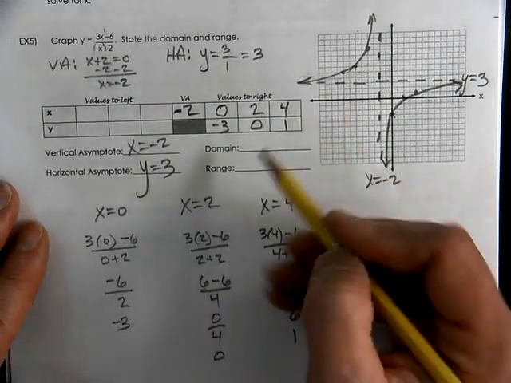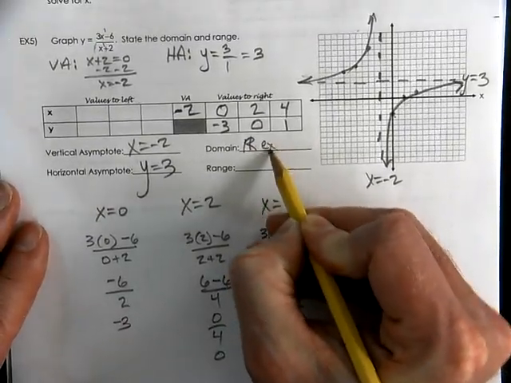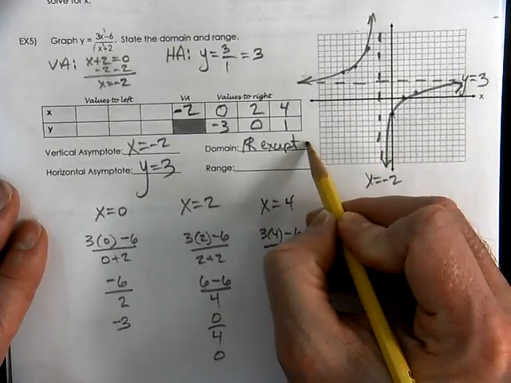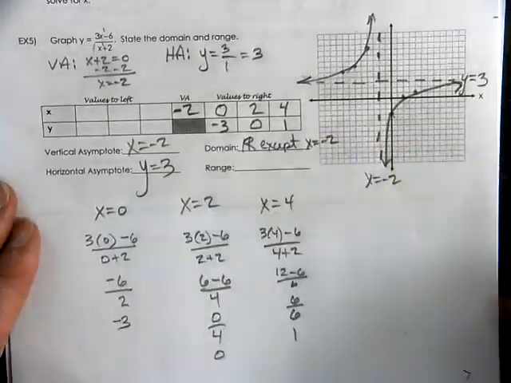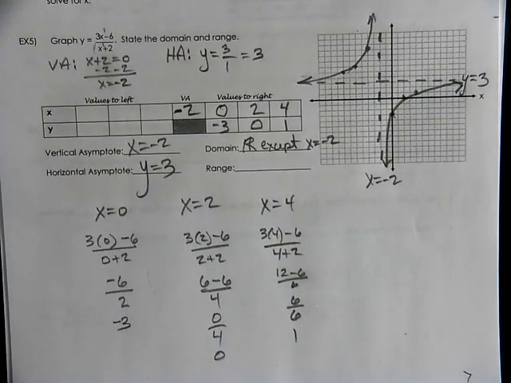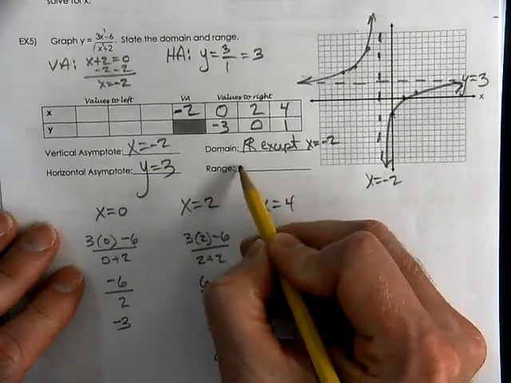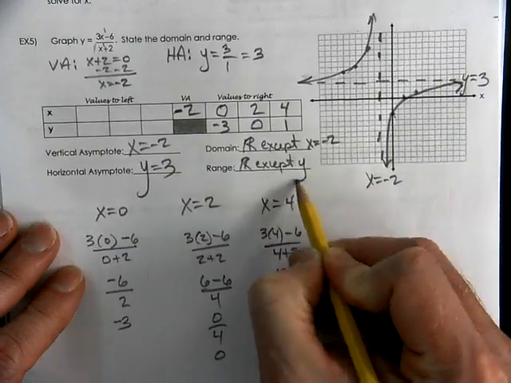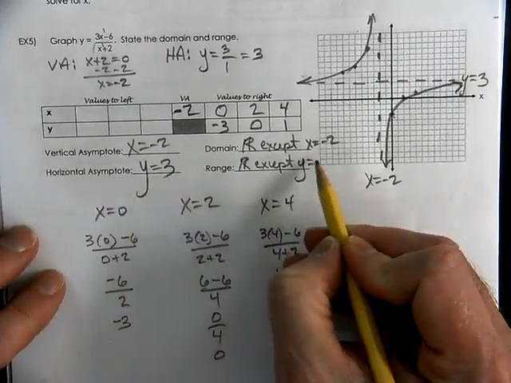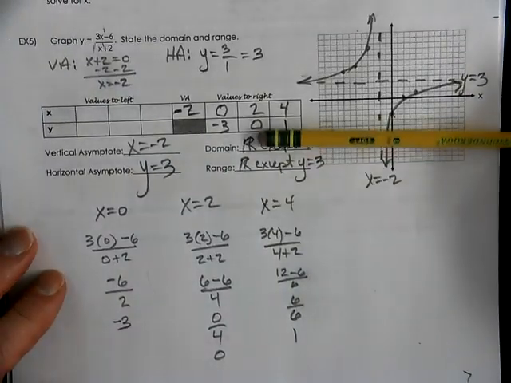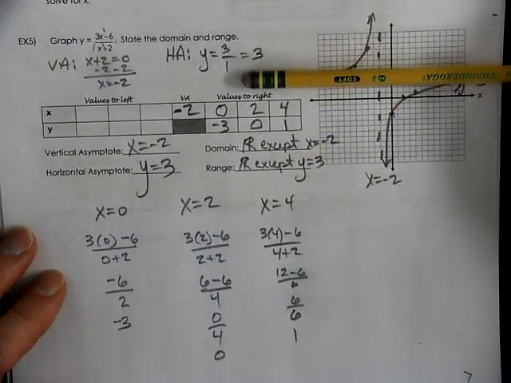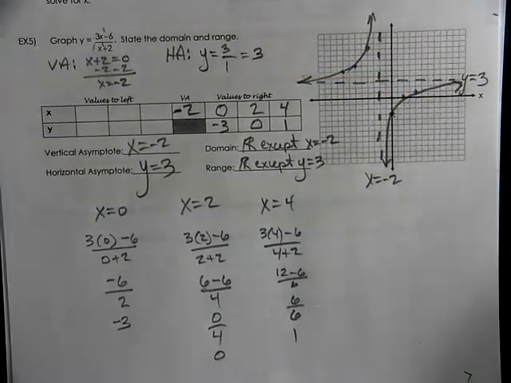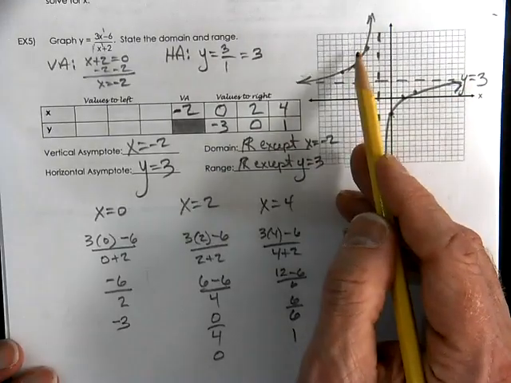What's the domain? All real numbers except x equals -2. And the range, all real numbers except y equals the asymptote. The answers we can get can be anything but the number 3. We'll never get 3 as an answer. We'll only get closer and closer to 3.